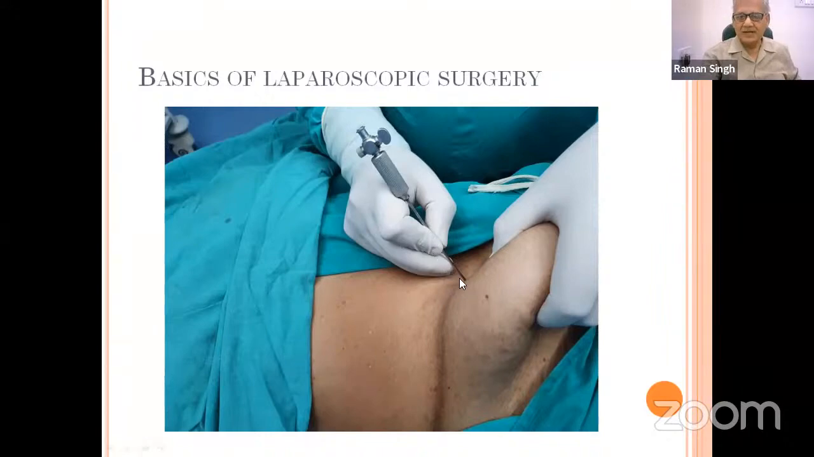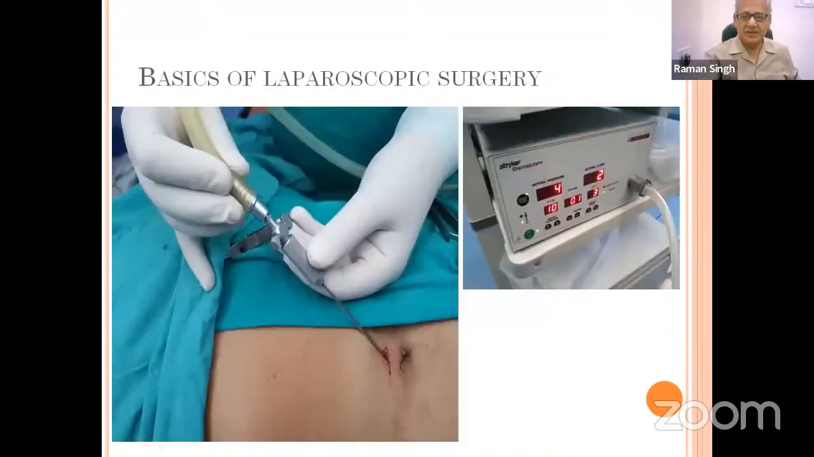So after putting the needle inside, getting two click sounds, and putting a few drops of water, if the water goes in, it means you are in the abdominal cavity. When you are sure that the needle is in the intraperitoneal cavity, this hub is connected with a tube, which is connected to the insufflator. Here in the insufflator, you see this is 10. It indicates that you have fixed the pressure of the abdomen so that it should not go beyond 10.